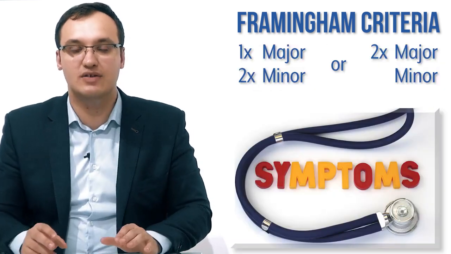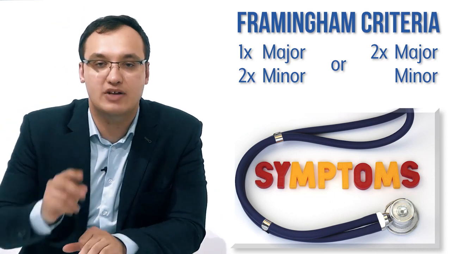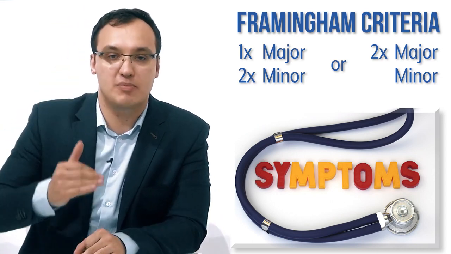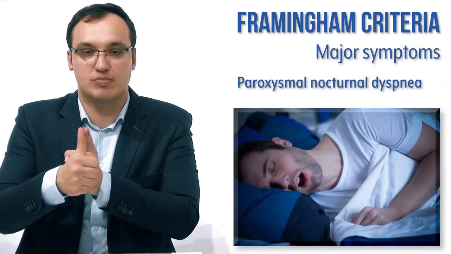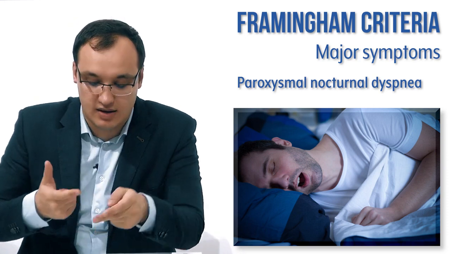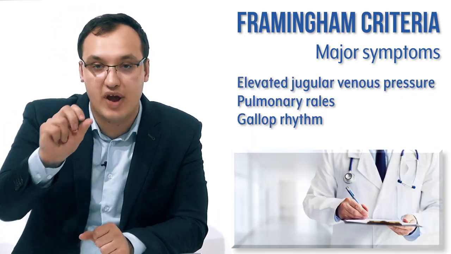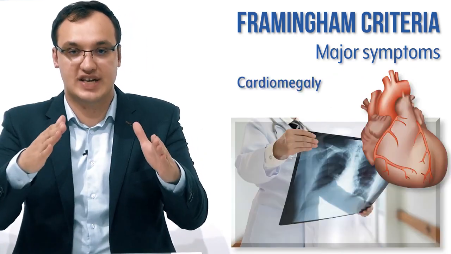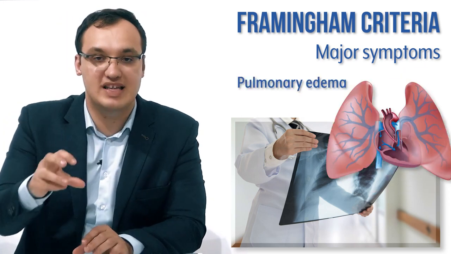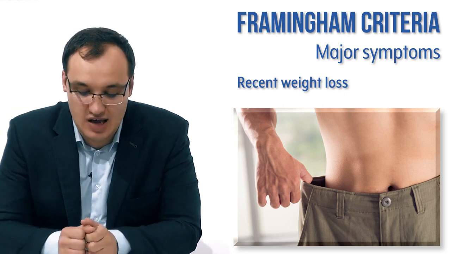So let's recap. We need two major ones, or we need one major and two minors. The majors should be from the list of major ones, which were 8 criteria. We had paroxysmal nocturnal dyspnea, then orthopnea, which means the problem with breathing when lying down, elevated jugular venous pressure, pulmonary rales when we auscultate, third heart sounds, or cardiomegaly on chest x-ray, or pulmonary edema on chest x-ray, or he has lost more than 4.5 kilograms in 5 days.